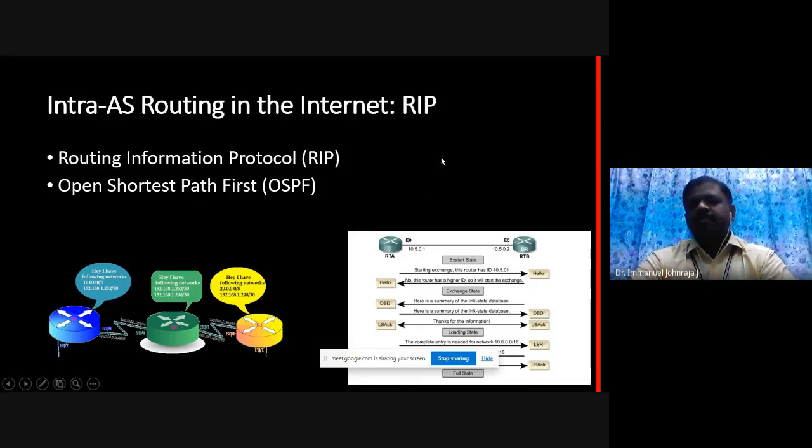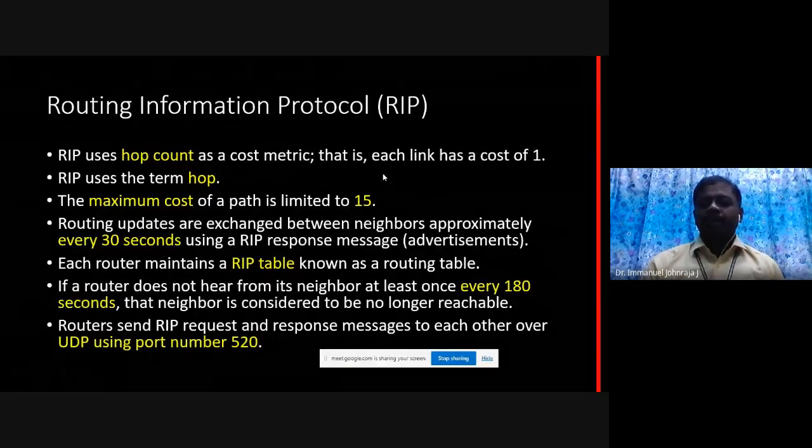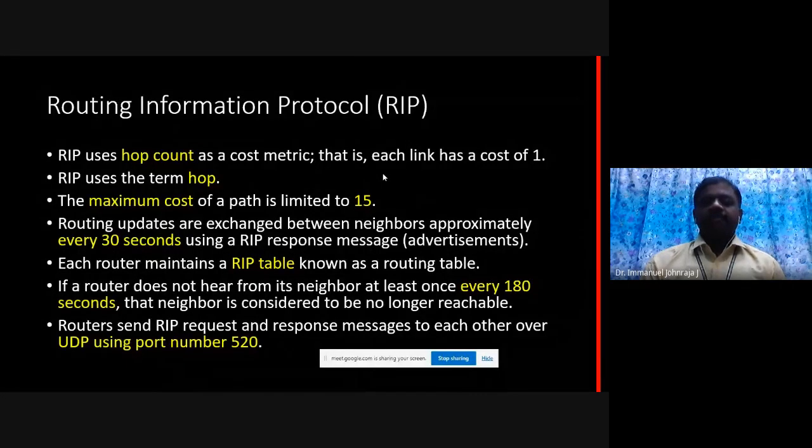So some points about Routing Information Protocol: it comes under DVRP. It uses only the hop count as the metric. Hence, the cost of each link is 1. And RIP also uses the term hop for the cost of the link. So the maximum cost path is limited to 15. Remember this number. Anything beyond 15 is termed as unreachable by the routers of RIP. So 16 and other higher numbers are not reachable.